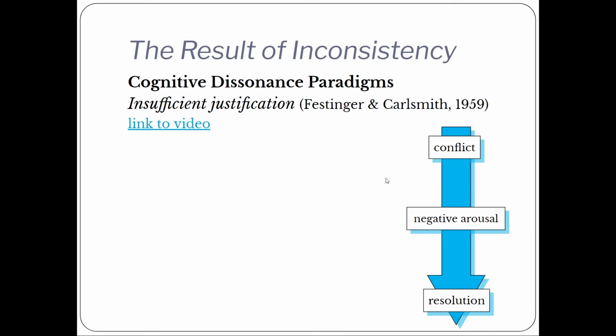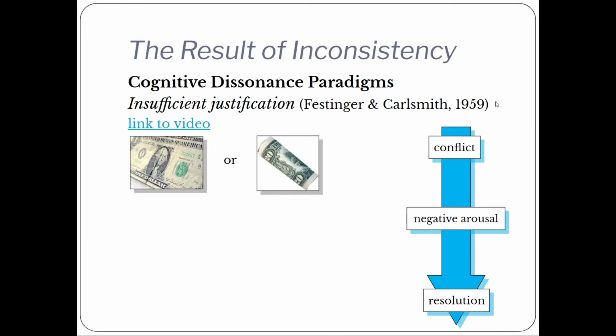All right, so assuming you have watched the video of the experiment, I'm just going to do a quick recap. The researchers had participants come into the lab and do a series of really boring tasks, and then they were asked to lie to the next participant, saying that the boring task was actually very fun and enjoyable. The participants were assigned to 2 different groups. One group was paid $1 for lying, and the other group was paid $20 for lying.